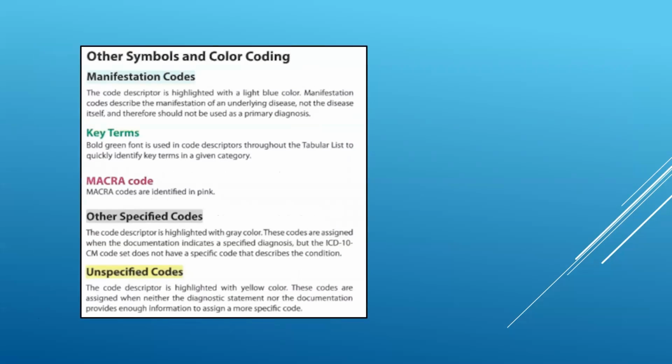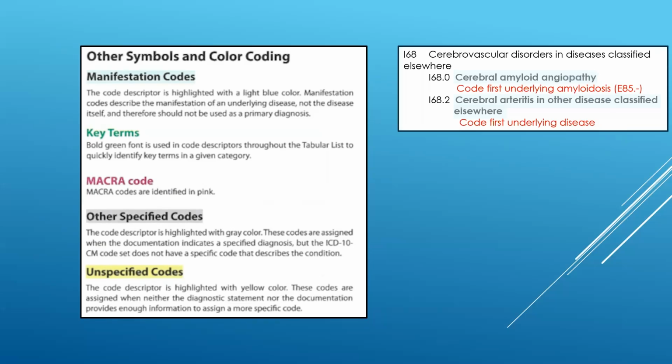Here are some other symbols in color coding. Manifestation codes are highlighted in light blue. These codes describe the manifestation of an underlying disease, not the disease itself. Therefore, they would not be used as primary diagnosis codes. Look at I68.0 and I68.2. They are highlighted in light blue because they are manifestations of an underlying condition.